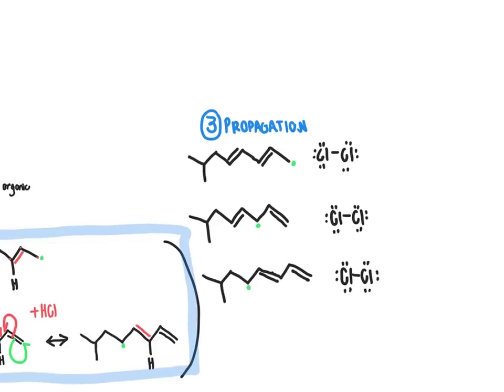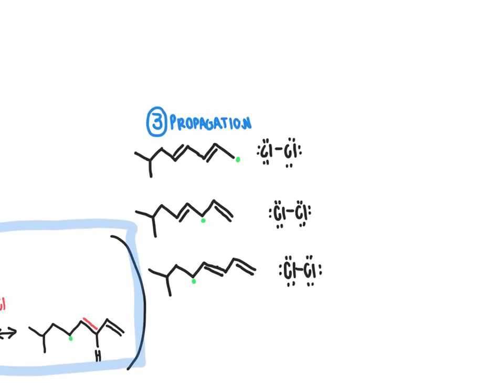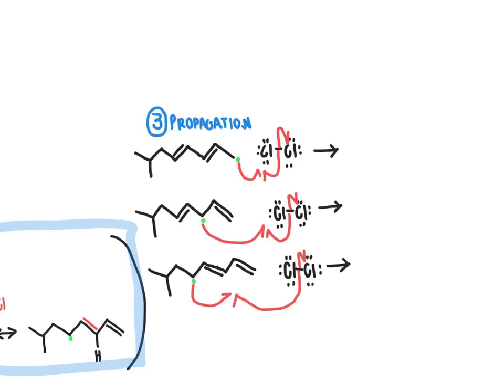So we're going to show that propagation step happening by taking the radical electron from our carbon. It's going to come over and team up with one of the two electrons from the chlorine-chlorine bond to make a new carbon-chlorine bond. The other electron from that bond is going to come over onto the chlorine, and we're going to do that same thing for each of these 3 resonance structures. So we're going to do the electron pushing arrows for each of those 3, like so, and we will go ahead and write out the products that will result from this.